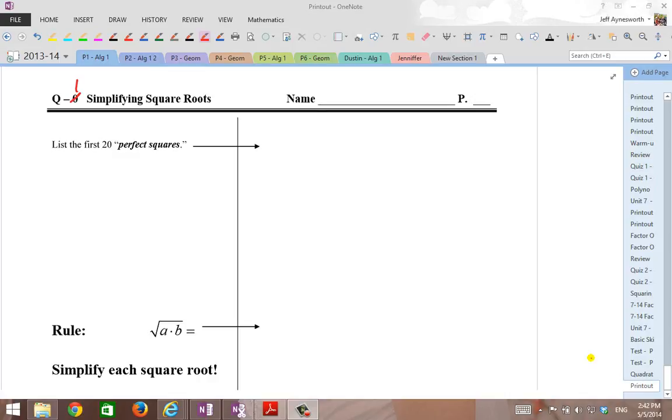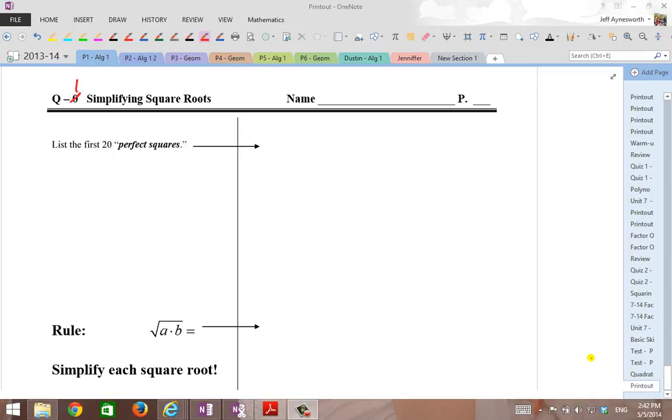Hey everybody, this is Mr. Ainsworth, and we're going to get into a topic called simplifying square roots or simplifying radicals. But before we do, we need to know what the first 20 perfect squares are, because if we know these, then we know how to square root the number, then we can simplify the roots.